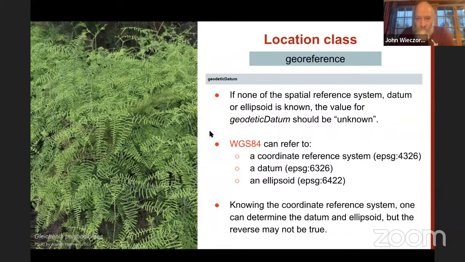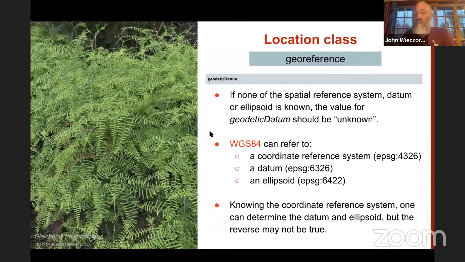WGS84, those 5 characters, can actually refer to 3 different things. They can refer to a full coordinate reference system, such as EPSG 4326, which means a coordinate reference system that uses decimal degrees on the WGS84 datum. The datum is a second EPSG code, the 6326, and it's the underlying model. And it could be represented in all kinds of formats. The specific one for decimal degrees is that EPSG 4326 above it.